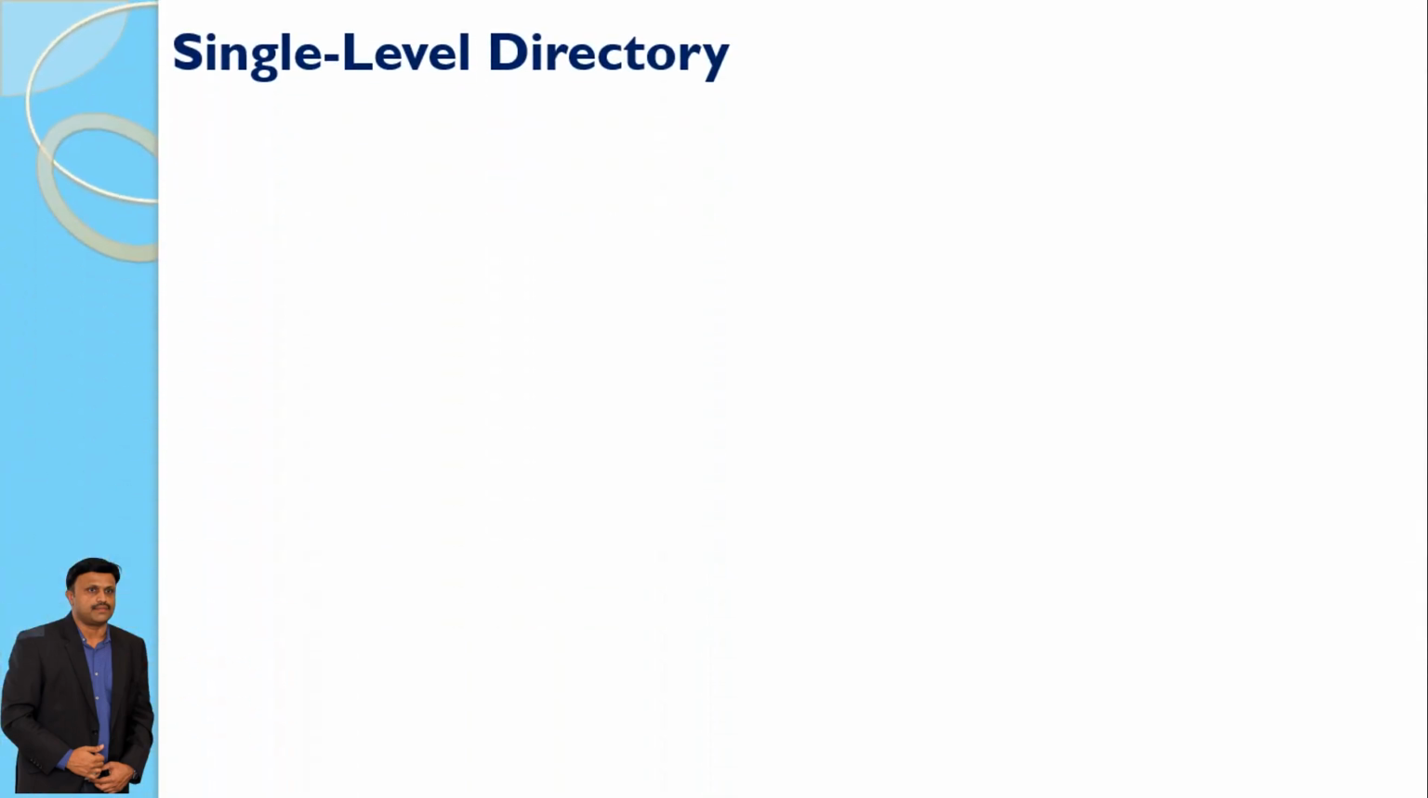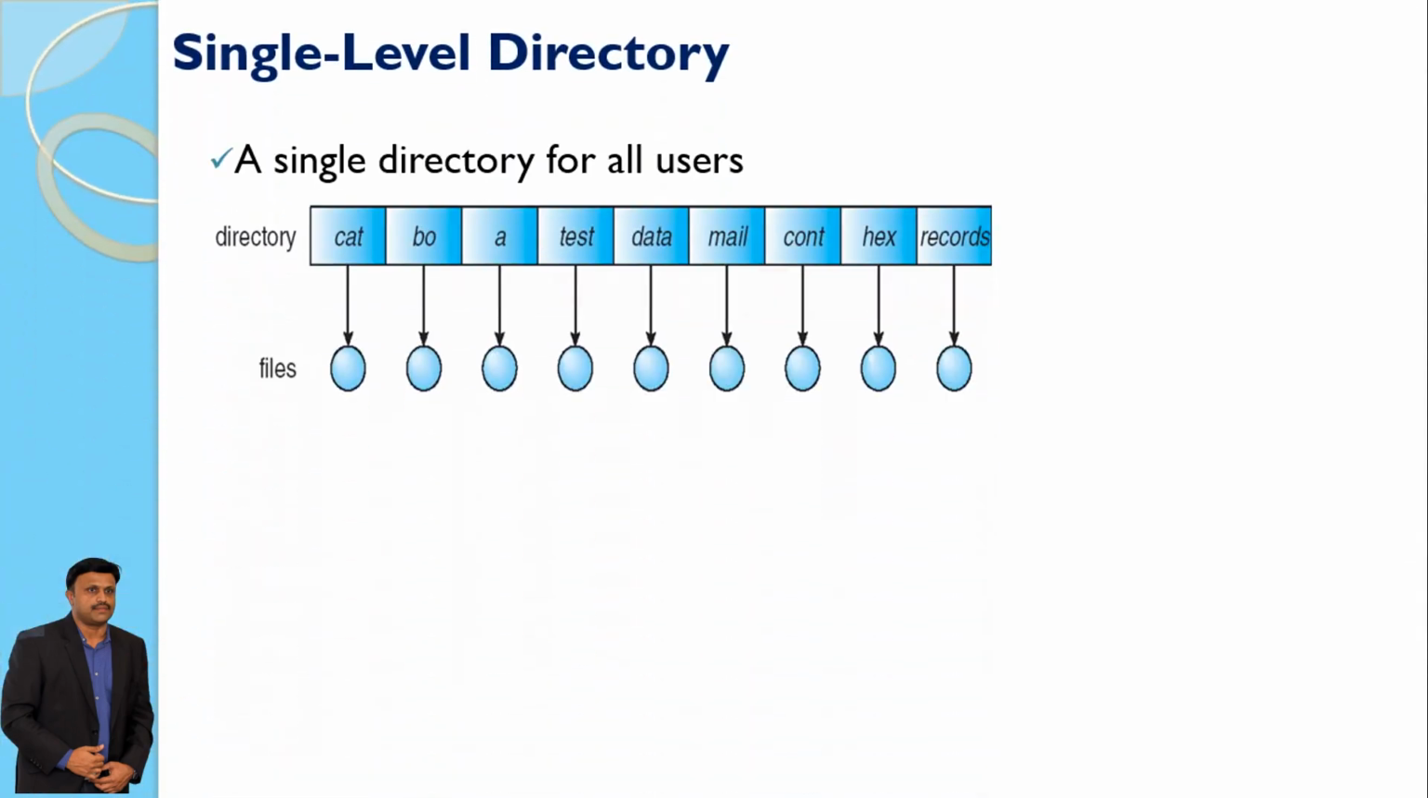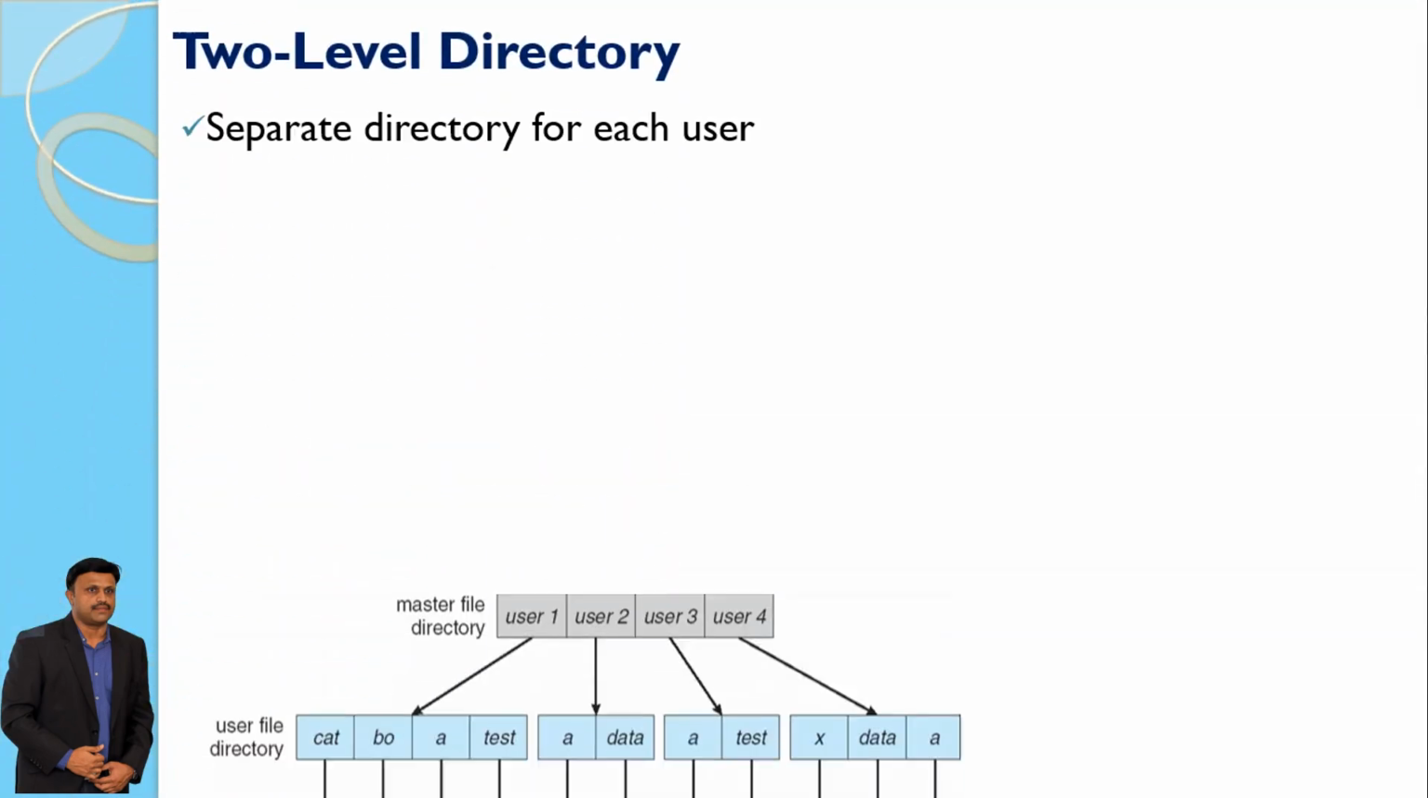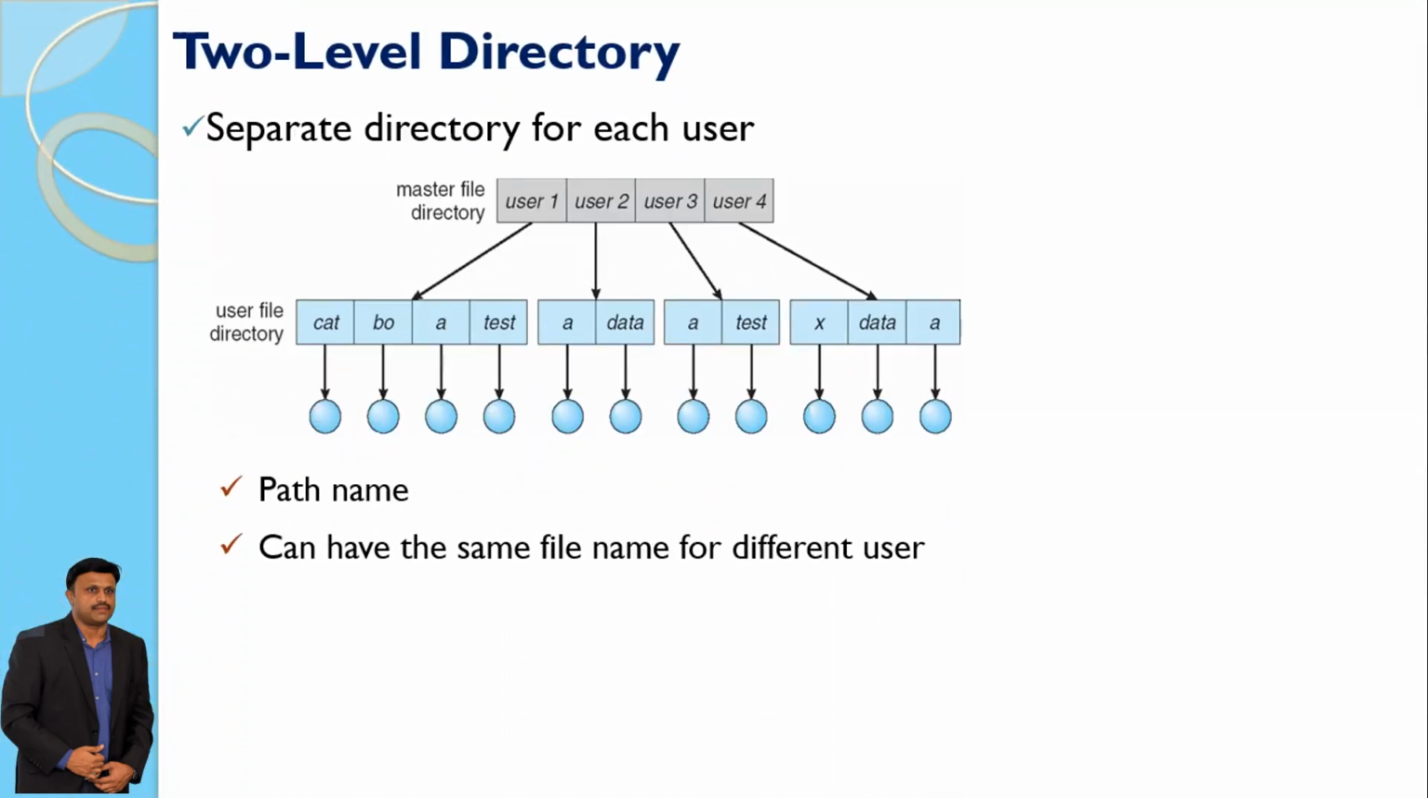A single-level directory is used by all users, which can lead to naming and grouping problems due to the lack of hierarchical structure. A two-level directory provides a separate directory for each user, allowing the same file name for different users and efficient searching, though it lacks grouping capabilities.